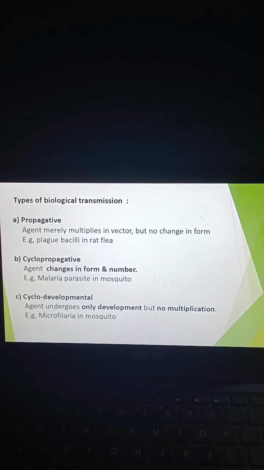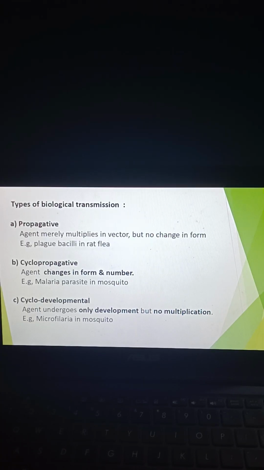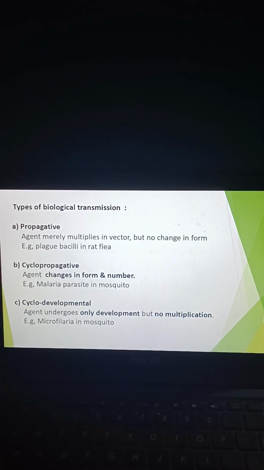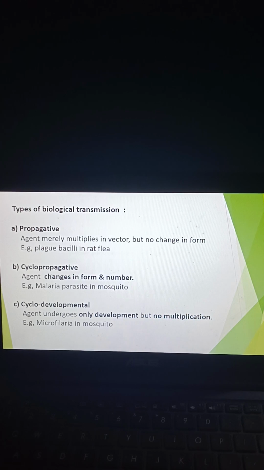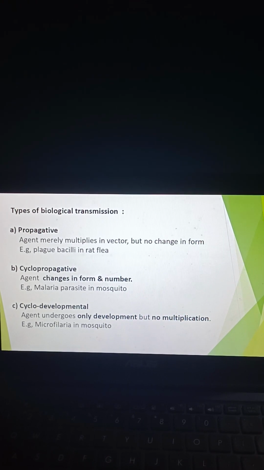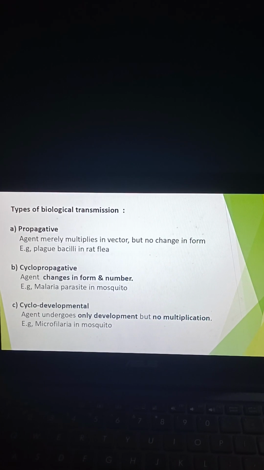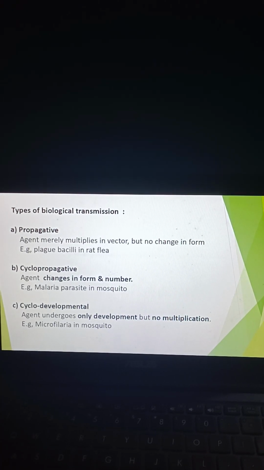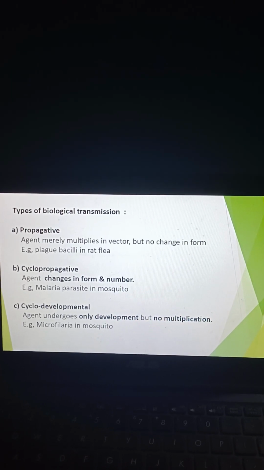Then types of biological transmission. Propagative: the agent merely multiplies in the vector but no change in form. For example, plague bacilli in rat flea. Cyclopropagative transmission: the agent changes in form and number in this type of transmission. For example, malaria parasite in mosquito. Then cyclodevelopmental transmission: the agent undergoes only development but no multiplication. For example, microfilaria in mosquito.